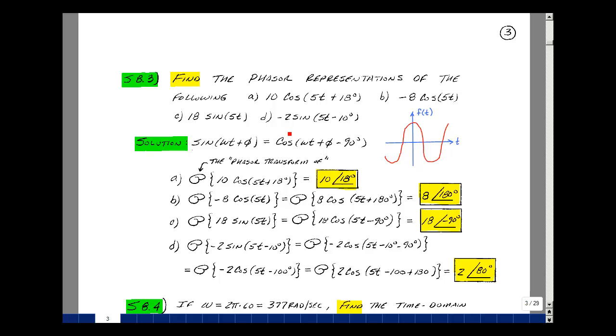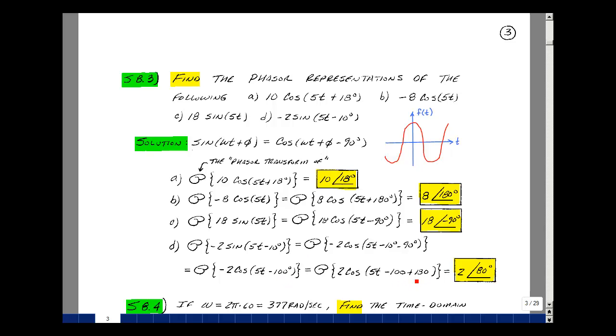Our last case is a minus 2 times the sine of 5t minus 10. Let's take our sine and convert it to a cosine. So again, we're going to take the angle that's here, I'm going to subtract 90 degrees from it. Converted my sine to a cosine. I still have a minus sign here, so let's bring that minus sign inside as a plus or minus 180. Now when you add these two together, you get minus 100. And so I can add to this a minus 180 or a plus 180. I'm going to pick a plus 180, although it doesn't make any difference.